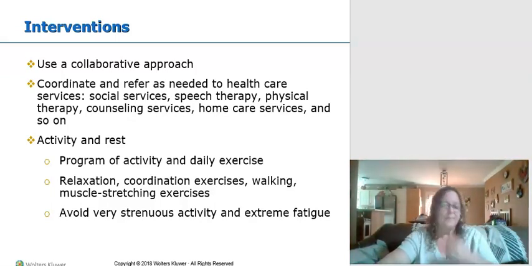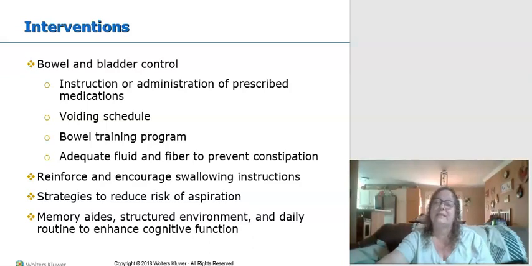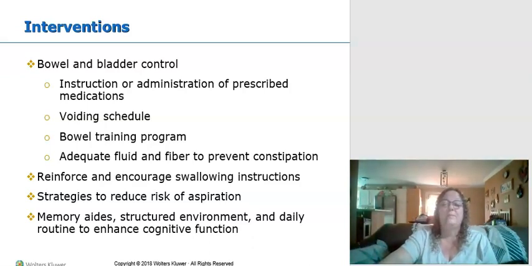So they may need bowel and bladder management. We want to instruct or administer prescribed medications. So what is their medication schedule? The hospital will be administering it, but we want to make sure that they can self-administer when they go home. We may need to teach them about a voiding schedule or put them on a bowel training program if we're having those involvements, right? Adequate fluid and fiber to prevent constipation, potentially maybe on a stool softener.